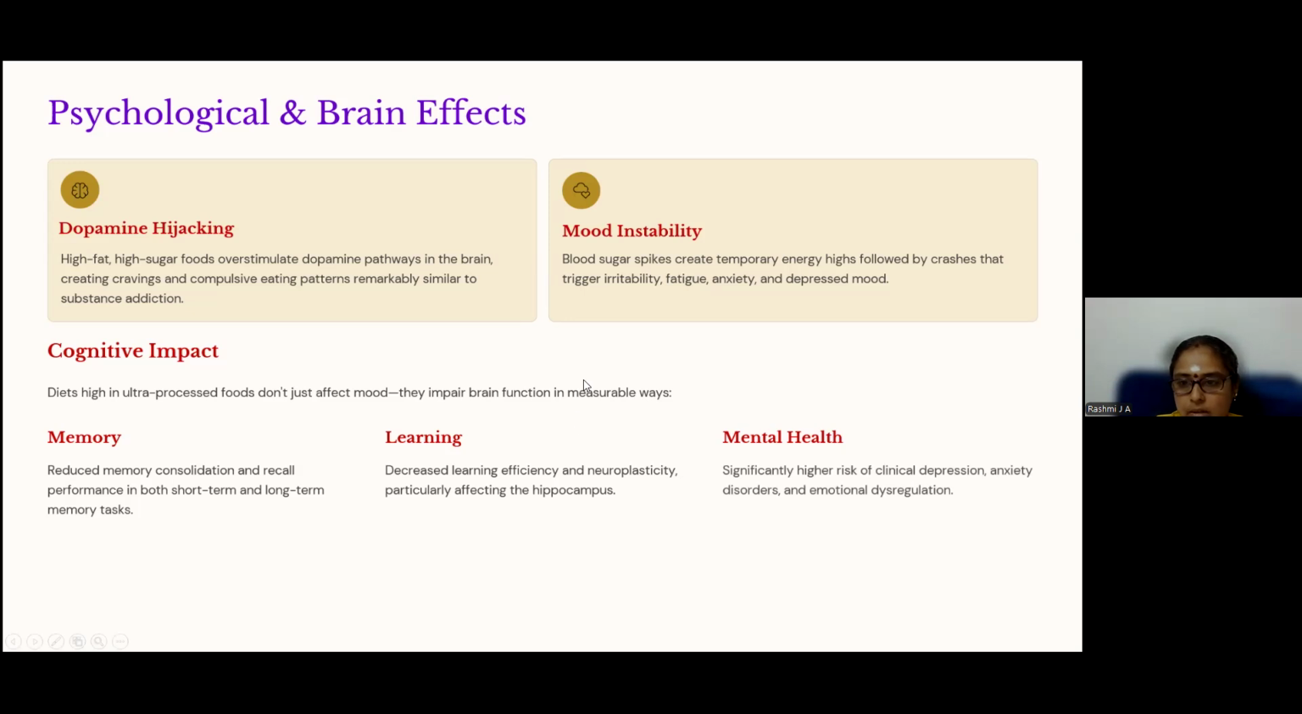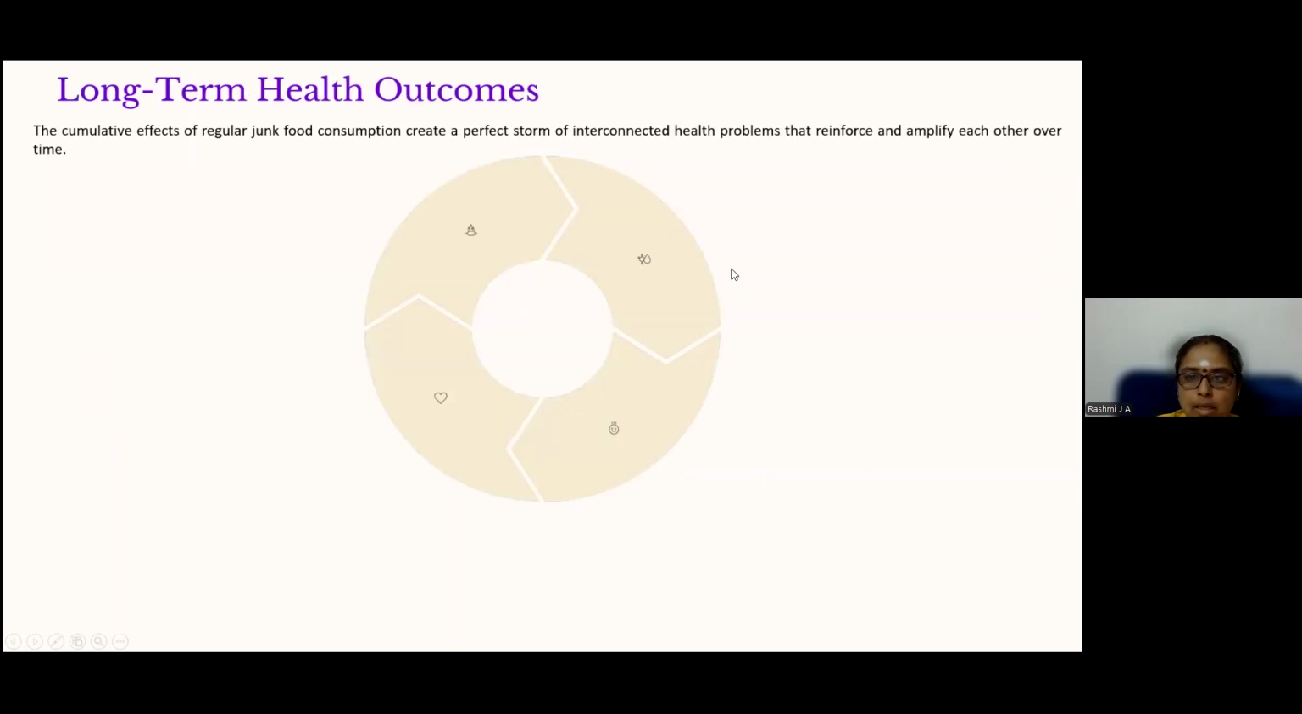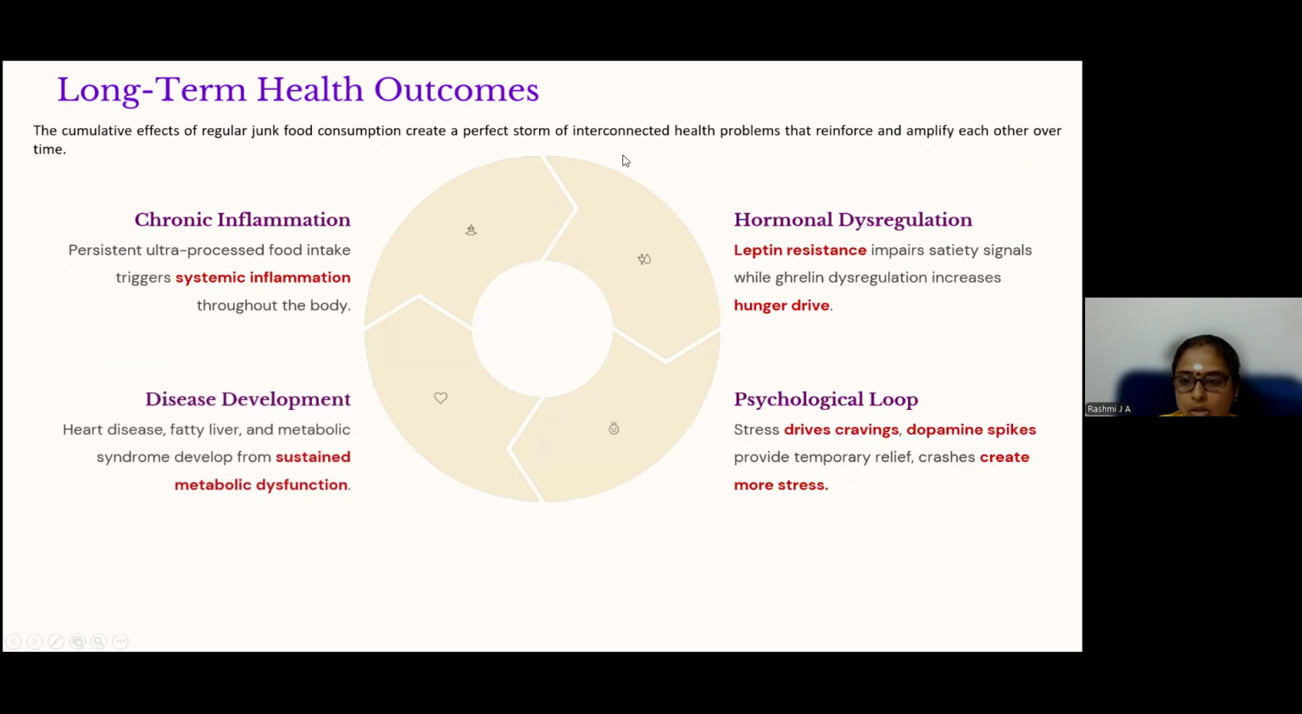Then we have mental health: clinical depression, anxiety disorders, and emotional dysregulation are happening. Then the scientific evidence: we have mental health disorders. Research says a 20 to 50% increased risk of depression and anxiety is happening because of this junk food. So long-term health outcomes include chronic inflammation, hormonal dysfunction, then disease development, and also a psychological loop that drives craving, dopamine spikes, and it also creates more stress.